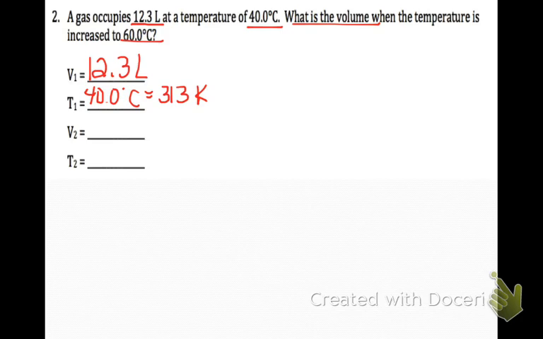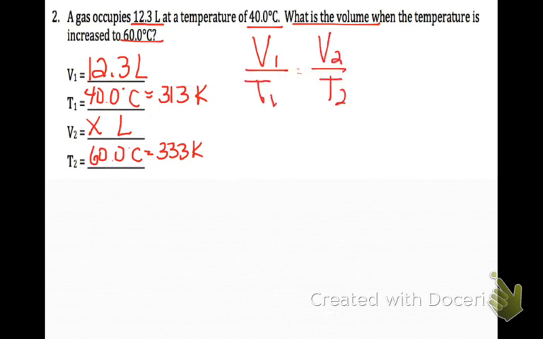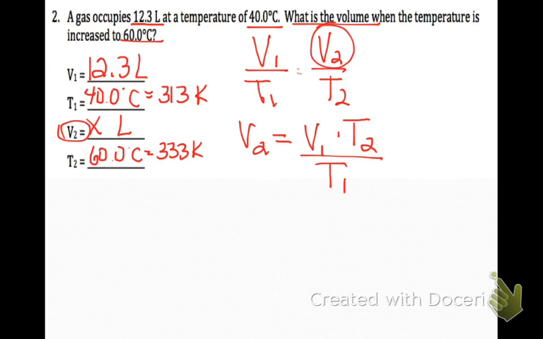My V2 is my unknown. I have no idea what that is, so I'm going to make it X liters because my V1 was in liters. And my T2 was 60.0 degrees Celsius, which is 333 Kelvin. All right, so let's make sure we put in our equation. V1 over T1 is equal to V2 over T2. We don't know what V2 is, so we're going to isolate V2. So V2 is equal to V1 times T2 over T1.